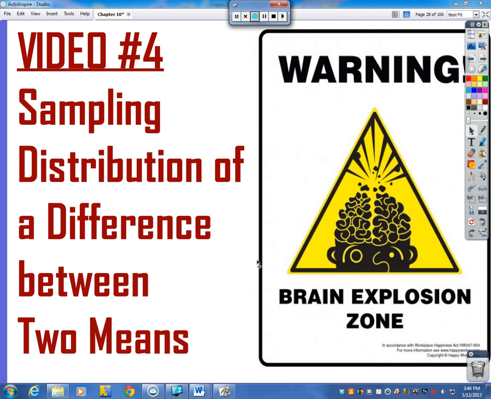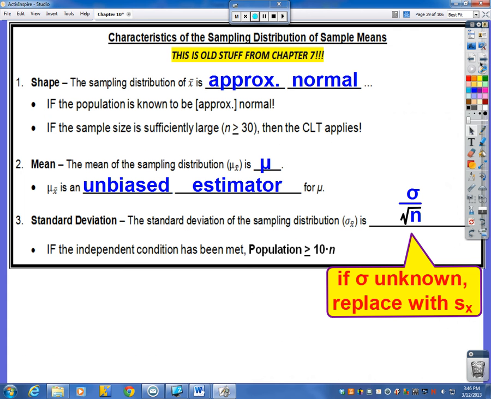Video 4. Now we're going to switch gears and move away from proportions to see how all of this works for the difference between two sample means. This is all old stuff from chapter 7, and a lot of the conditions we had for means before are still going to apply.